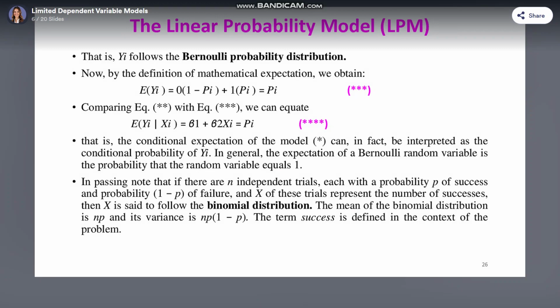Digging deeper, the Bernoulli distribution means the expected value of our outcome variable equals the probability of the event occurring. So the conditional expectation from our model directly gives us that probability. Also, if we consider multiple independent trials, the number of successes follows a binomial distribution, which has well-known mean and variance properties.